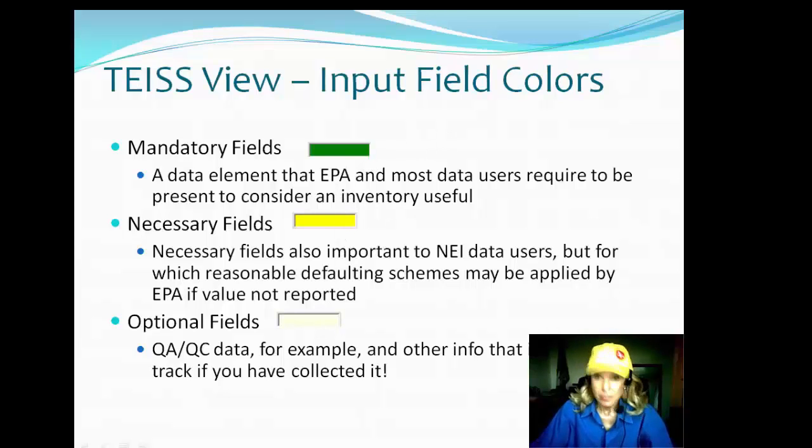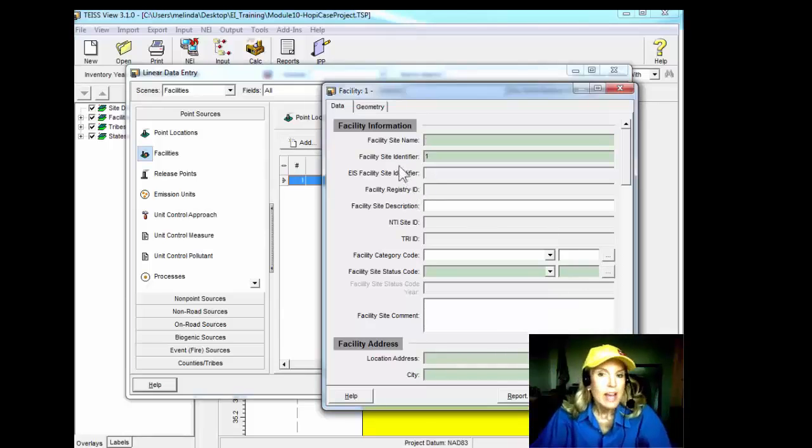So you can see in TEISS, we have to enter information into the green fields. There are some fields that are grayed out, and those are when, based upon the information that you've already entered, TEISS feels that those are not relevant based upon the information that you've already entered.